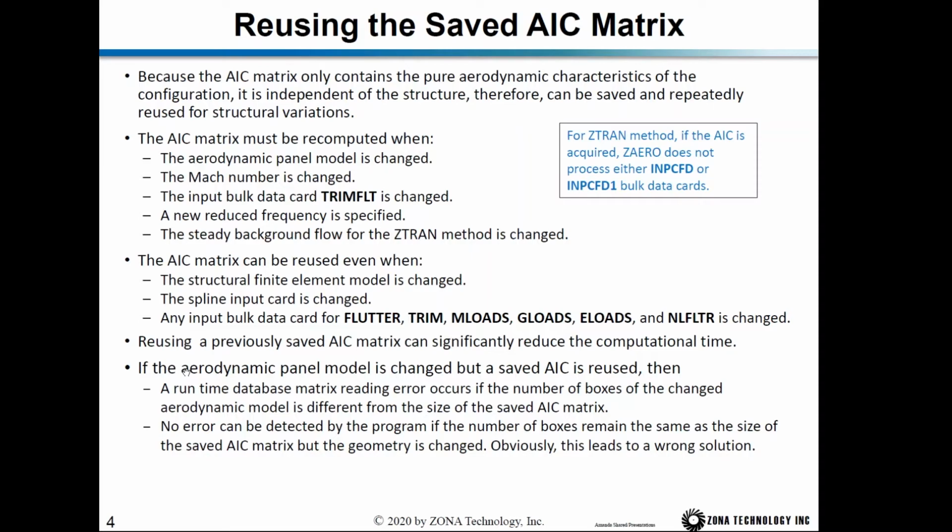However, if the aerodynamic panel is changed but the saved AIC is reused, a runtime database matrix reading error occurs if the number of boxes of the changed aerodynamic model is different from the size of the saved AIC matrix. However, if you change the model but the number of panels is the same, ZAERO cannot detect such an error, and obviously you will get a wrong aeroelastic solution.